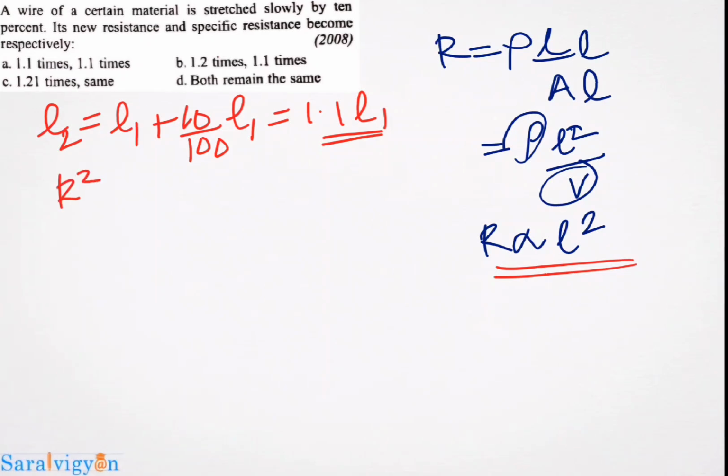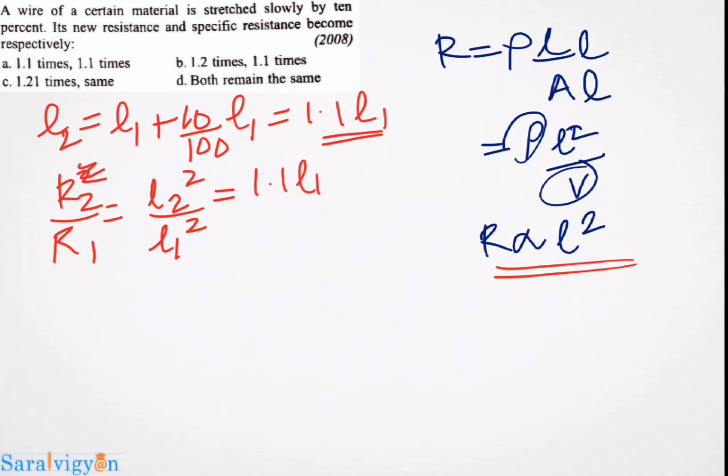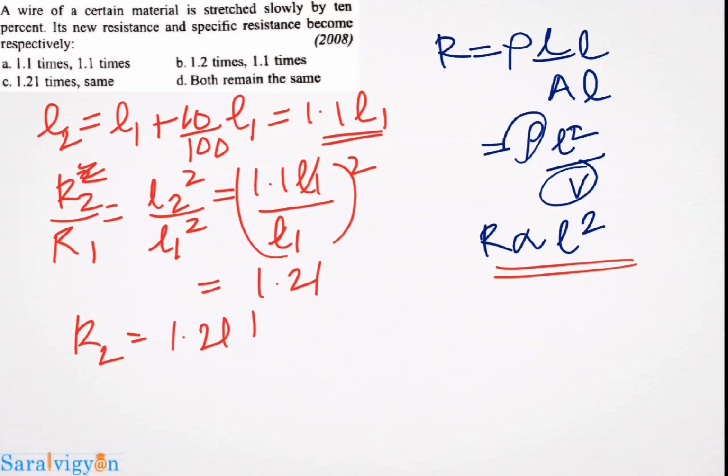Now with this relation, we can find how the new resistance changed according to the initial resistance. So we have R2 by R1 equal to L2 square by L1 square. Since R is proportional to L square, and L2 is 1.1 L1, we get 1.1 L1 by L1 whole square. We can cancel them and get 1.1 square, which is 1.21. So we have R2 equal to 1.21 R1. So the new resistance has become 1.21 times the old resistance.